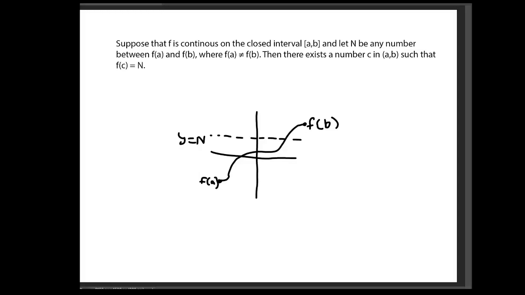Hello everybody, so for this video, I'm going to be teaching you about the intermediate value theorem.